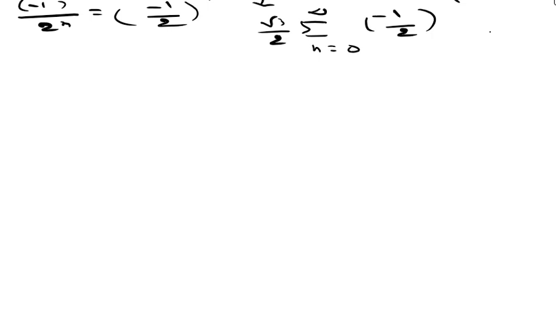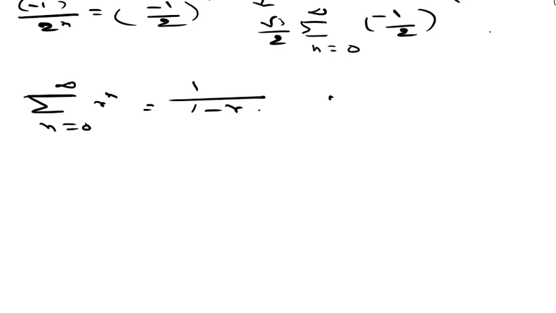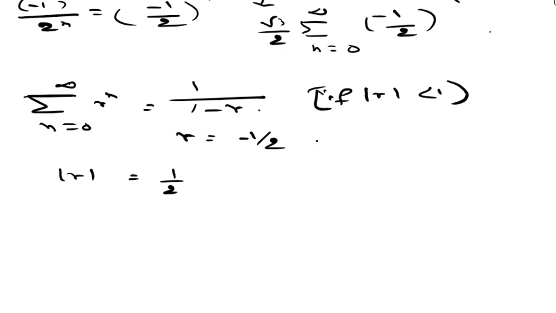Now recall the formula. Summation of n equals 0 to infinity of r to the power n is equal to what? 1 by 1 minus r, if mod of r is less than 1. Okay, here r is equal to minus 1 by 2, and since mod of r is equal to 1 by 2, which is less than 1, this series converges.